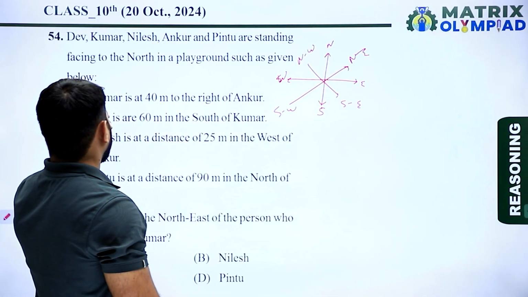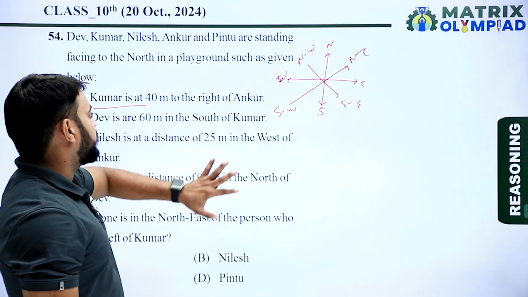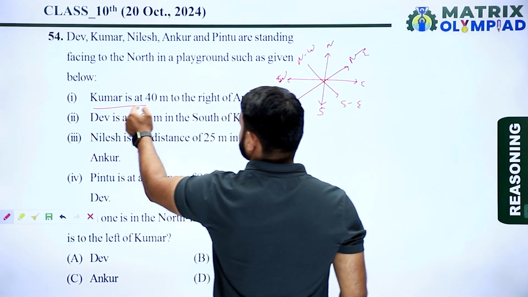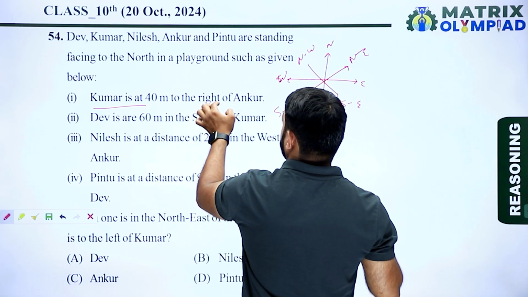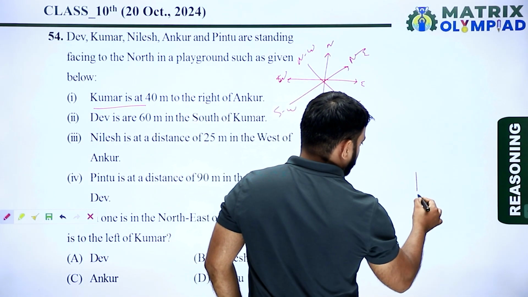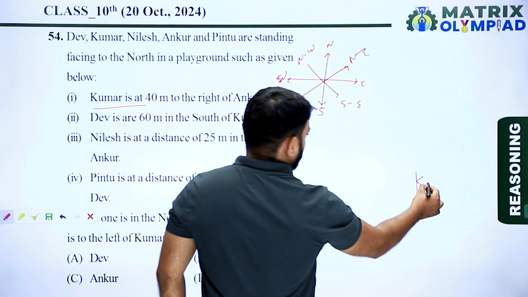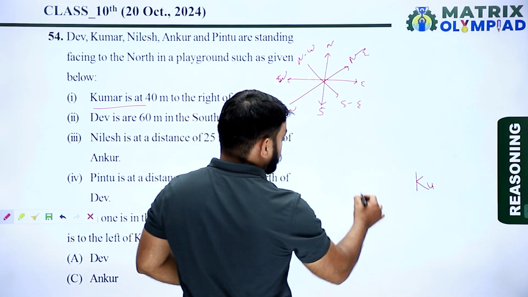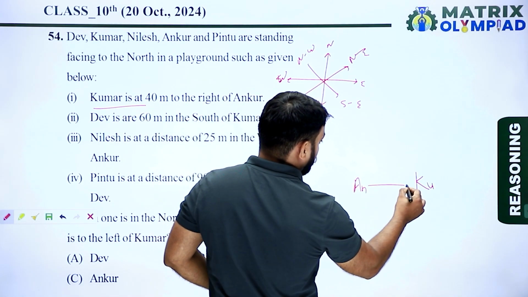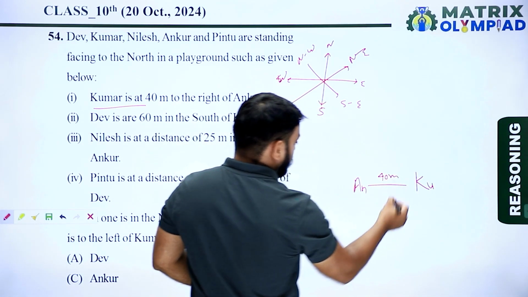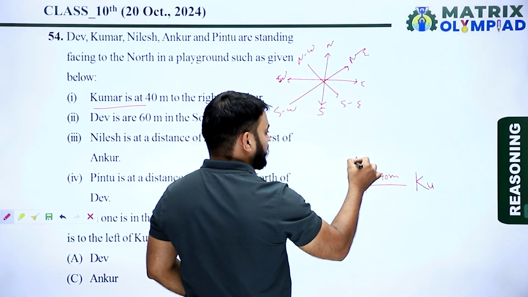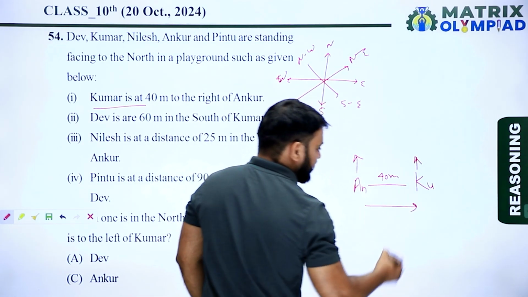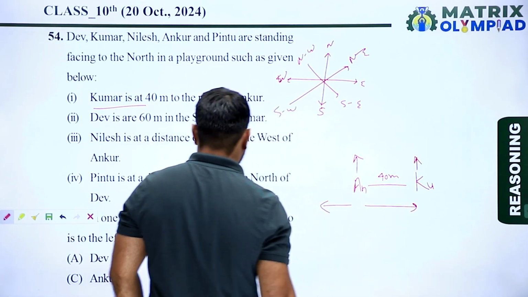Now Kumar is at 40 किलोमीटर टू द राइट ऑफ अंकुर. सबकी फेसिंग नॉर्थ की साइड डायरेक्शन में है. सो कुमार इज एट 40 किलोमीटर टू द राइट ऑफ अंकुर. सो लेट्स सपोज यहां पे कुमार है. नाउ कुमार इज एट 40 किलोमीटर टू द राइट ऑफ अंकुर. सो यहां पे अंकुर होगा और अंकुर से 40 किलोमीटर राइट. सो अंकुर का राइट इस डायरेक्शन में, बिकॉज उनकी फेसिंग नॉर्थ में है तो ये अंकुर की राइट डायरेक्शन हो जाएगी और ये अंकुर की लेफ्ट डायरेक्शन हो जाएगी.